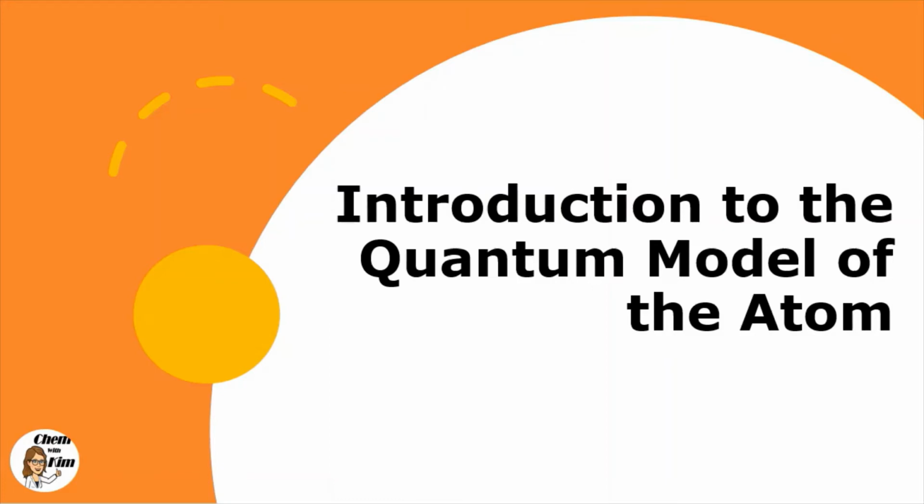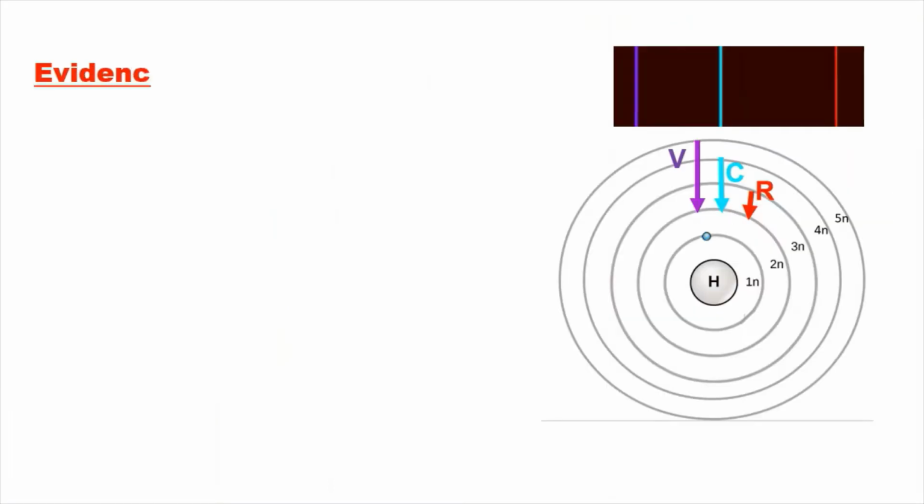Today's topic is an introduction to the quantum model of the atom. In our last lesson, we were looking at the evidence for Bohr's planetary model, where he pictured the electrons in orbits going around the nucleus, and these electrons could absorb energy to jump to higher energy levels when they were excited, and then they would have to fall back down to the ground state. And he was able to explain all three colors in hydrogen's emission spectrum based on how far the electron fell within his model of the atom.